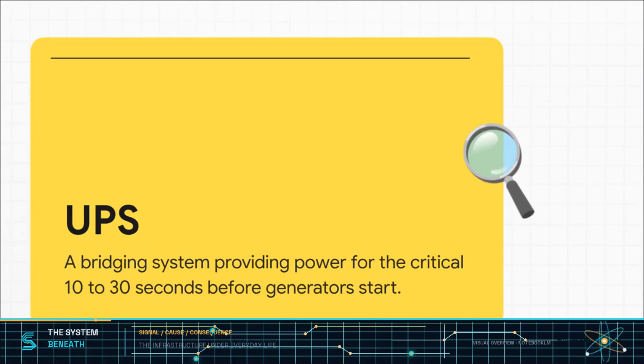Now, to be clear, according to NIST frameworks and IEEE standards, a UPS is simply a stored energy bridging system. It's definitely not meant to run the data center all day. It just provides conditioned power for a super critical 10 to 30 second window to meet strict recovery time objectives, or RTO, and recovery point objectives, or RPO. That 10 to 30 seconds is exactly how long it takes for a massive diesel generator to spin up, stabilize its voltage, and fully take over the facility's load.